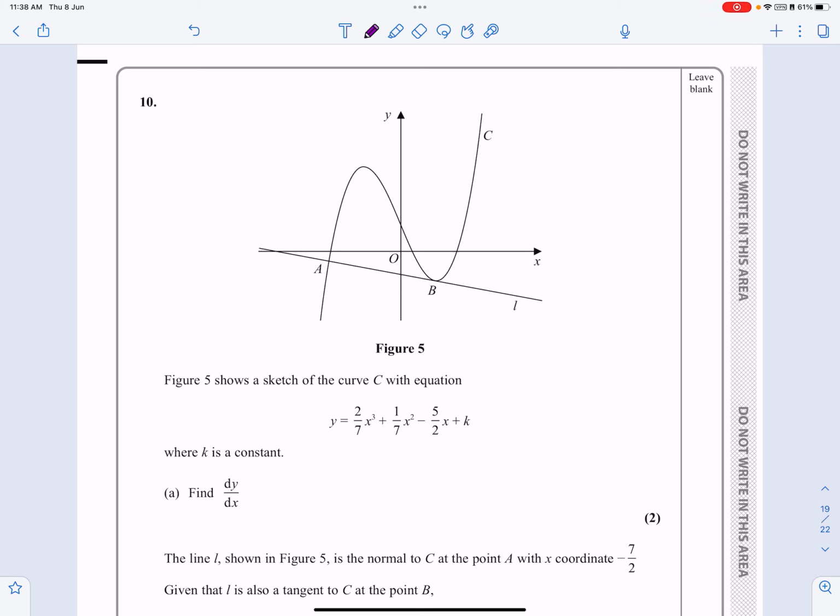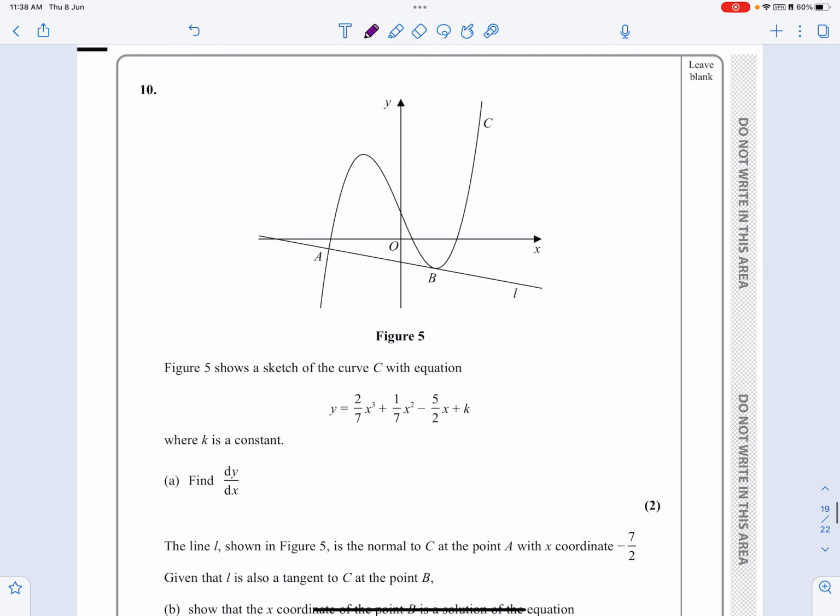Okay, this is question 10 from the P1 paper, June 2022. And as we get into it, you'll see that this is differentiation. It's going to be working with gradients, tangents, and normals. Let's have a look at the question then and see what we've got.